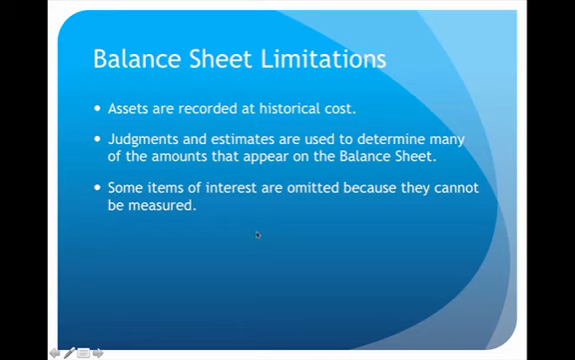We also have a problem that involves judgments. There are a lot of judgments and estimates that are used to prepare items that are on the balance sheet. For example, inventory, that's an asset. That appears on the balance sheet. Well, we know that with inventory, I could use many different methods. I could use FIFO, LIFO, weighted average, specific identification. So depending on which one I select as an accountant, that's going to change the nature of the information. So there's a lot of judgment involved in these amounts.